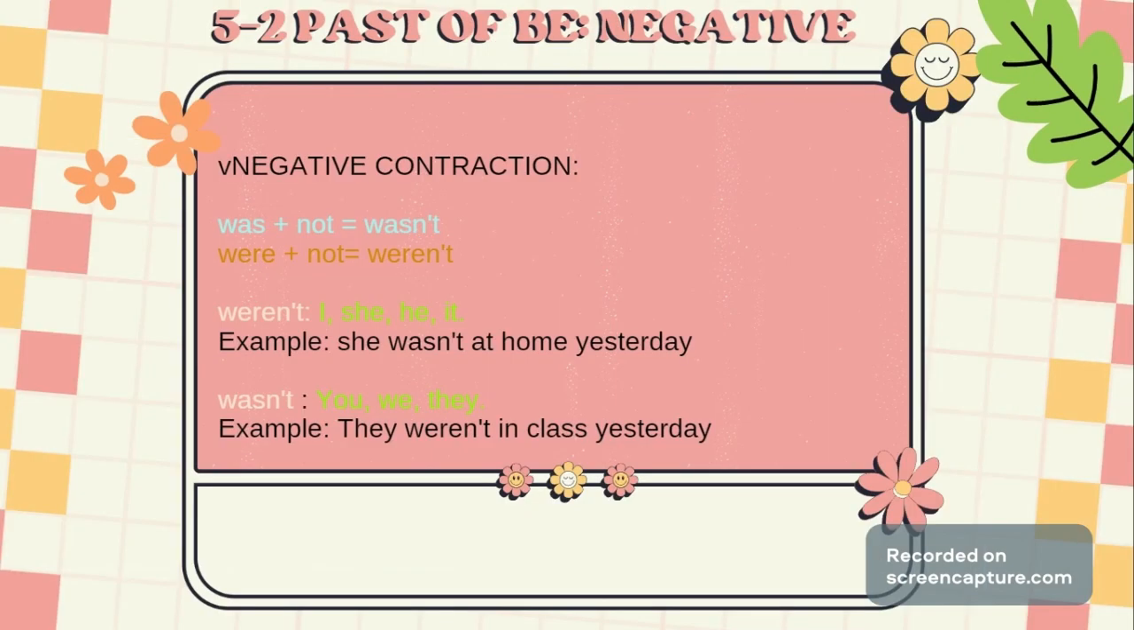Next, past of be, negative. Negative contraction: was plus not is wasn't. Were plus not is weren't. Example: wasn't is used for I, she, he, it. Example: she wasn't at home yesterday. And weren't for you, we, they. Example: they weren't in class yesterday.